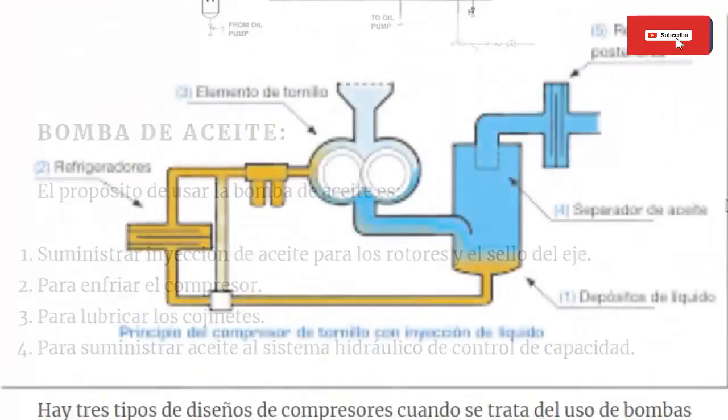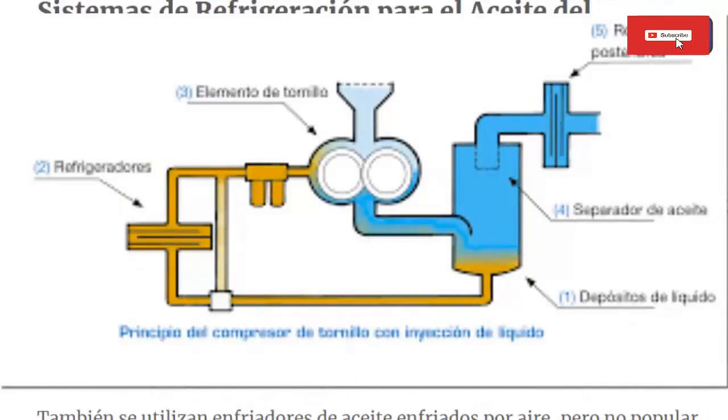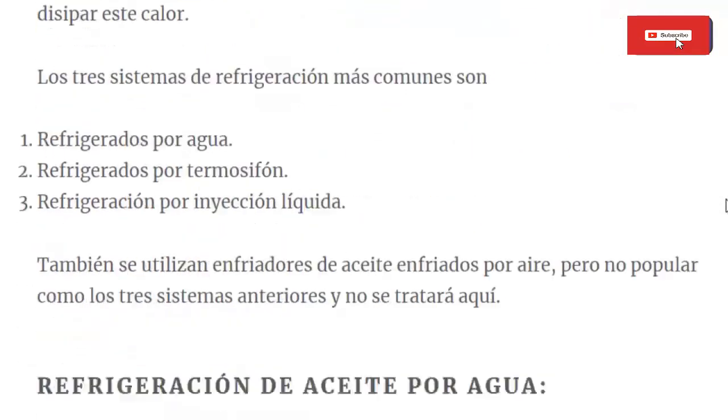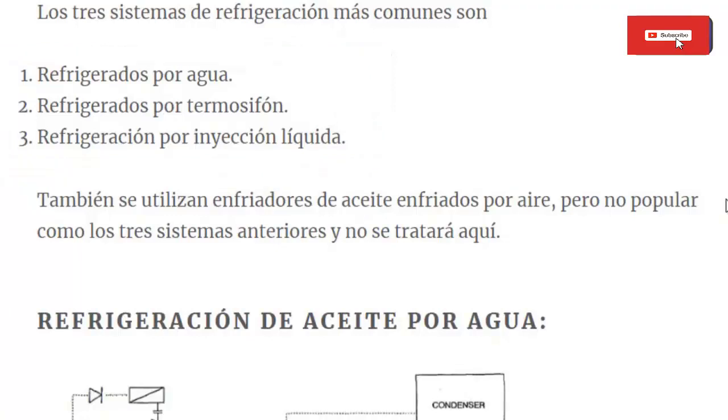Screw compressor oil refrigeration systems. Since most of the heat of compression is transferred to the oil during compression, an oil cooling system must remove or dissipate this heat. The 3 most common systems are: 1. Water-cooled. 2. Cooled by thermosyphon. 3. Liquid injection cooling. Air-cooled oil coolers are also used, but are not as popular as the previous 3 systems and will not be covered here.